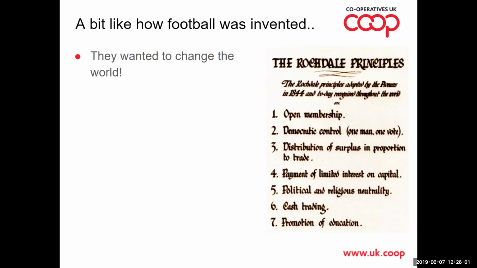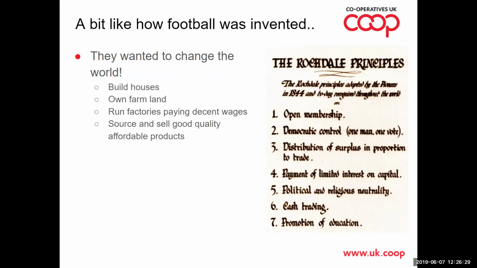So just going back to who those Rochdale pioneers were, they wanted to change the world. Like I mentioned before, they were radicals. They fought for the vote. They got the vote. They wanted to change the world, and they got together. They wanted to build housing. Housing was a terrible problem. They wanted to own not just land, but farmland. They wanted to run factories and pay decent wages. And they wanted to source and sell good quality, affordable products to each other, because they felt the food was overpriced. Food was, at the time, cut, as it was called.